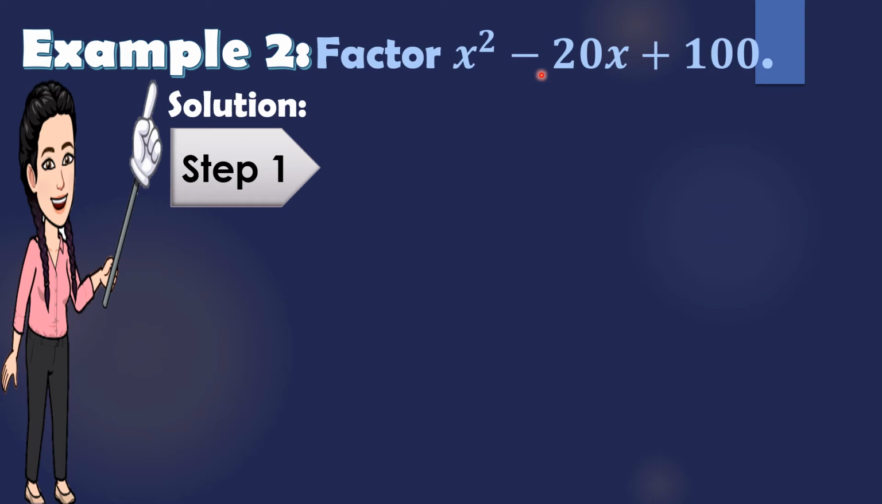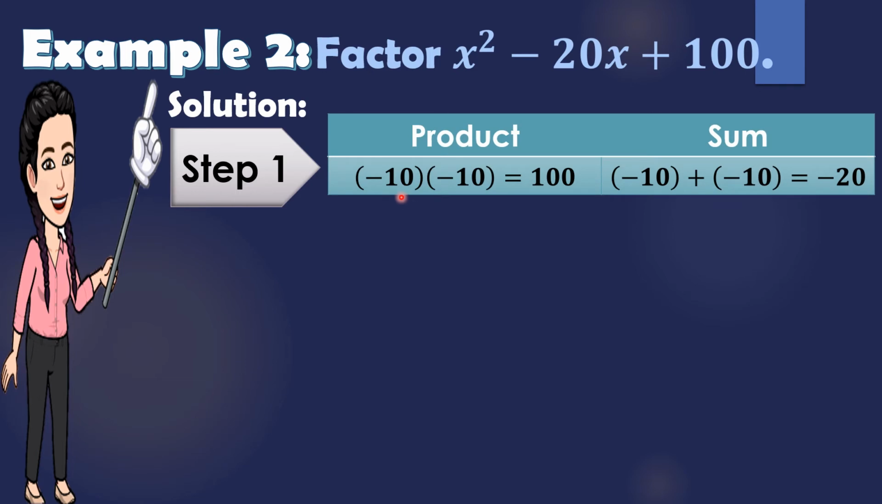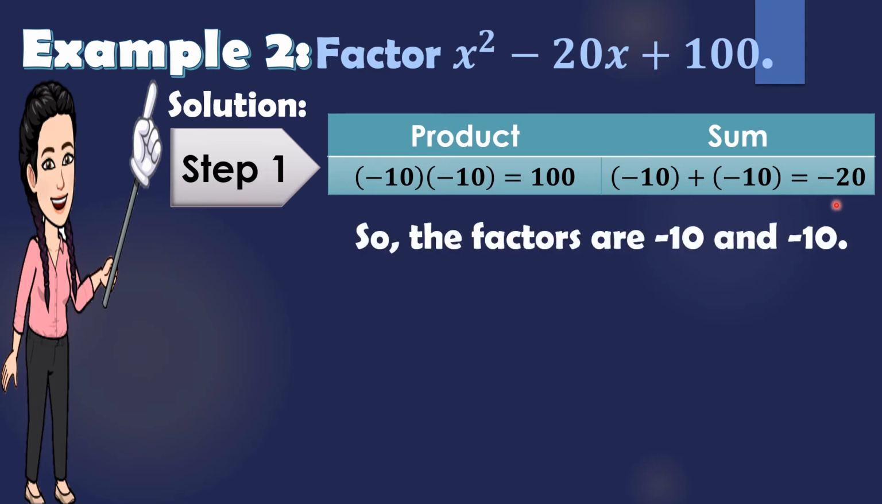Kaya naman, ang factors na yun ay negative 10 and negative 10. So, negative 10 times negative 10 is equal to 100. Negative 10 plus negative 10 is equal to negative 20. So, the factors are negative 10 and negative 10.